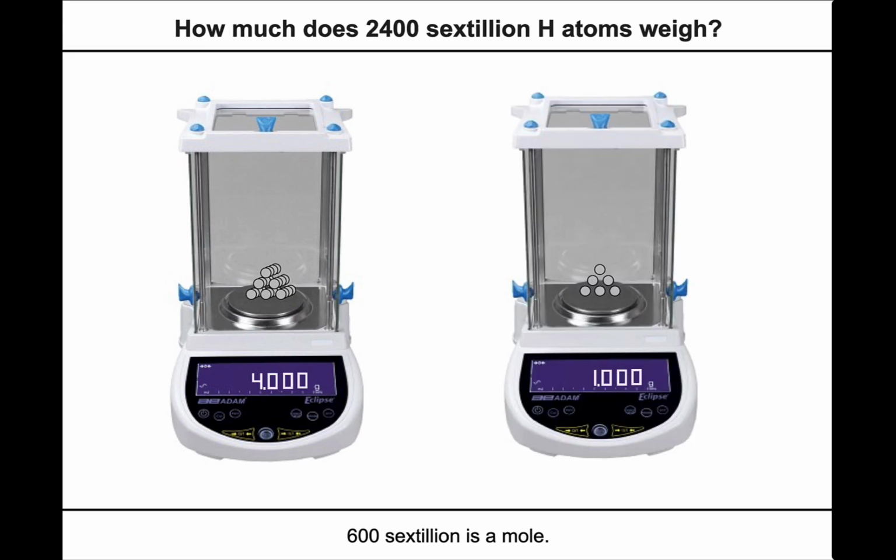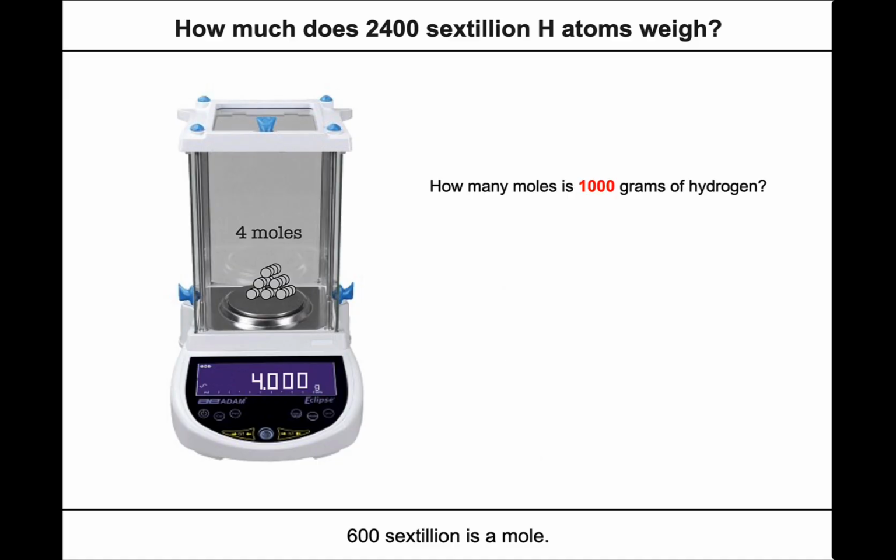Remember, 1 mole is 6 of those little circles, 600 sextillion hydrogen atoms. Now I have 24 little gray circles, so that's 2,400 sextillion hydrogen atoms. The balance on the right has 1 mole of hydrogen, or 1 gram. The balance on the left has 4 moles of hydrogen, or 4 grams. How many moles of hydrogen is 1,000 grams of hydrogen? If I had 1,000 grams and put it on this balance, how many hydrogen atoms would it be? Well, if 4 grams was 4 moles, 1,000 grams should be 1,000 moles.